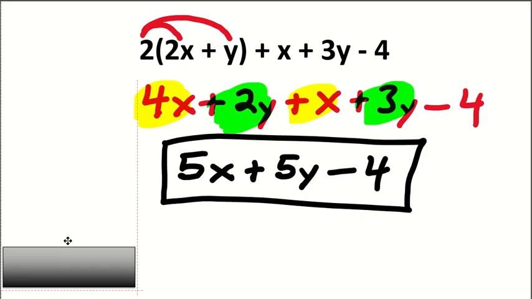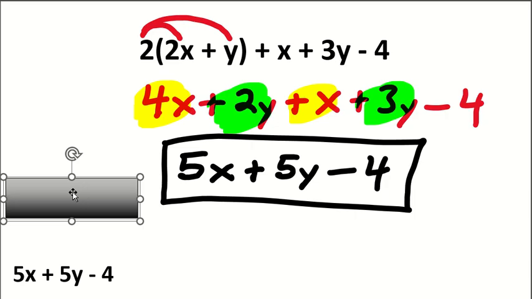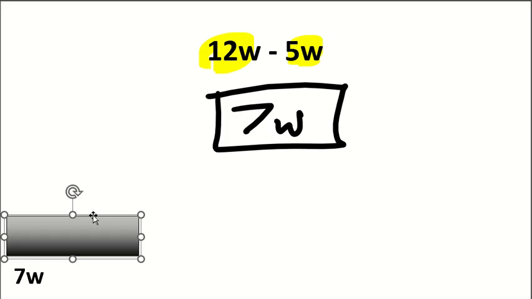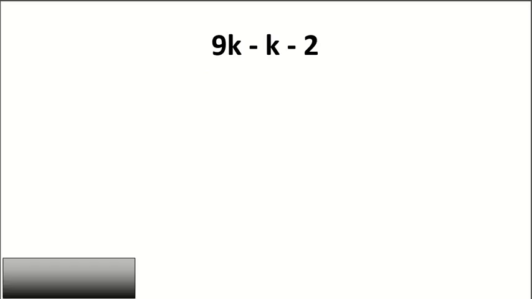And just to make sure that we did it correctly, 5x increased by 5y decreased by 4 is in fact correct. But what do you do if you just have 2 terms? We got 12w decreased by 5w. Well, that means, my friends, we got 7w. And just like that, we simplified a 2-term expression down to 1. All right, let's do 3 more and then call it.